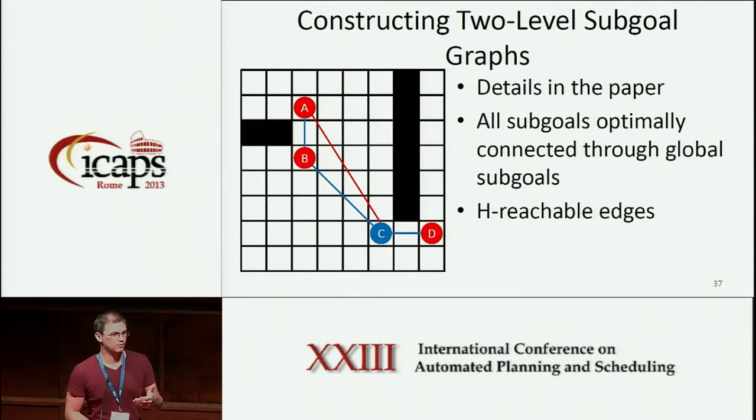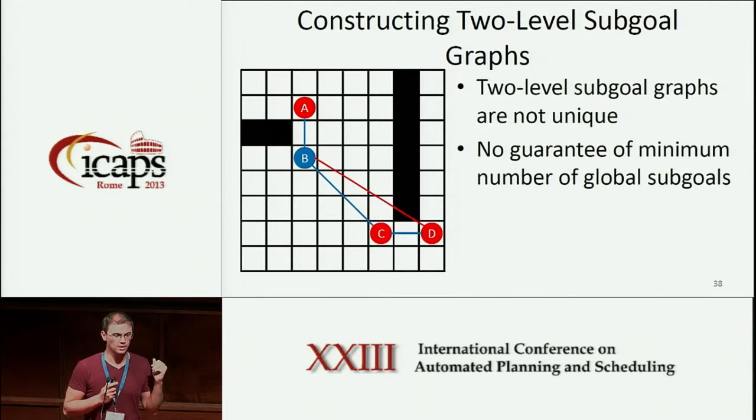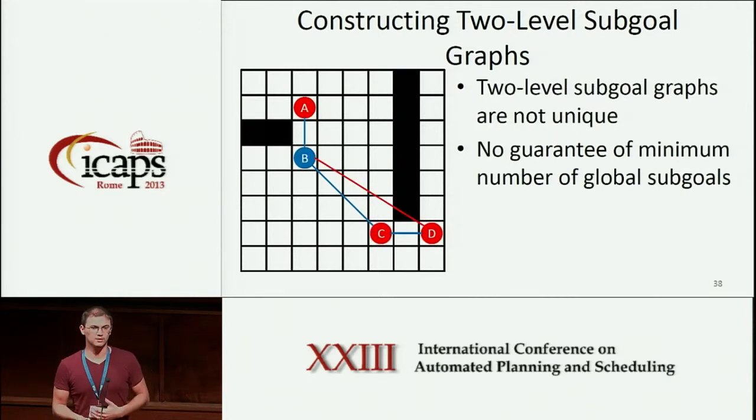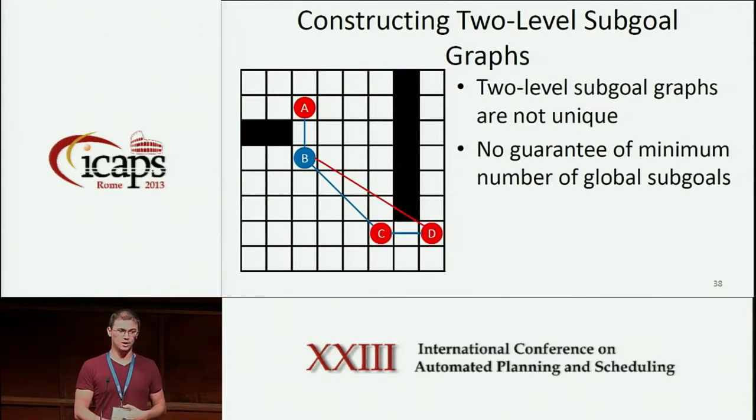So in here, for instance, A and D are connected through C. So if we hadn't added the edge between A and C, then A and D would be connected through B and C, but since B is not local, that would violate the property. And since it's a greedy approach, we don't always end up with the same two-level subgoal graph. We can end up with different two-level subgoal graphs, and we don't have any guarantees for the minimum number of subgoals.